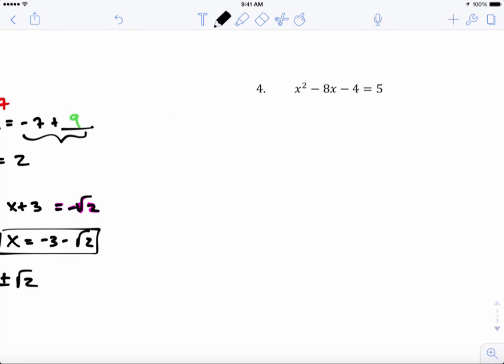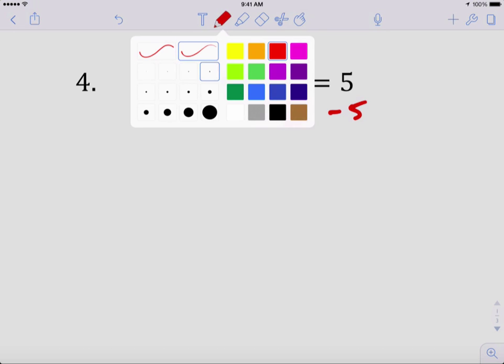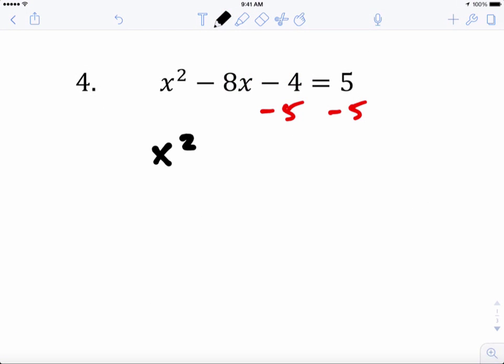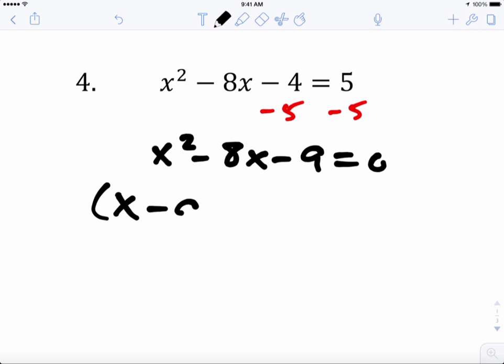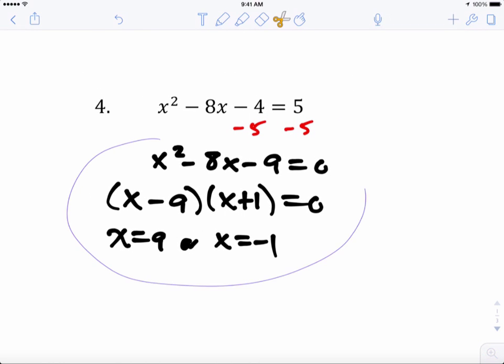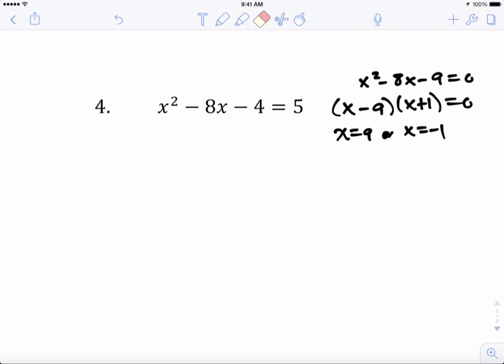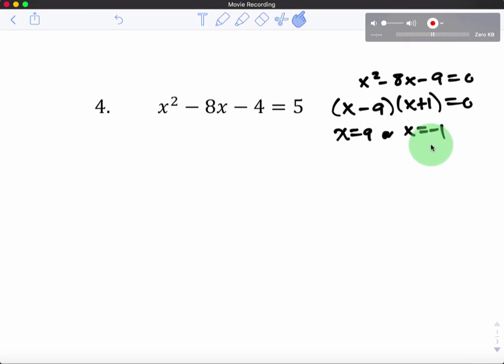This one's very interesting because if you try to factor this one, it does factor. Check it out. We get x squared minus 8x minus 9 equals 0. This factors as x minus 9 times the quantity x plus 1 equals 0. So x equals 9 or x equals negative 1. Amazing. But you know what? Just for fun, I want to show you that you can use completing the square in this example too. So we already know what our solutions are going to be: 9 and negative 1.